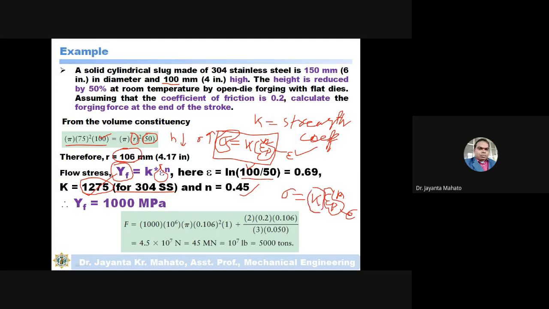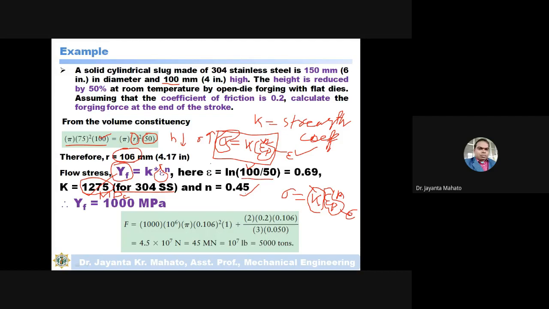K is the strength coefficient. This is actually a constant value. So for 304 stainless steel, the K value is 1275 MPa. Here the unit of K value is MPa. And n is the strain hardening exponent. So the n value for 304 stainless steel is 0.45.